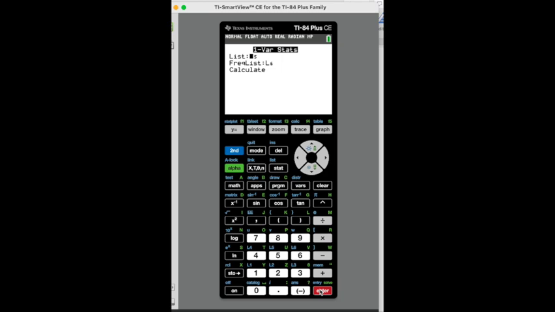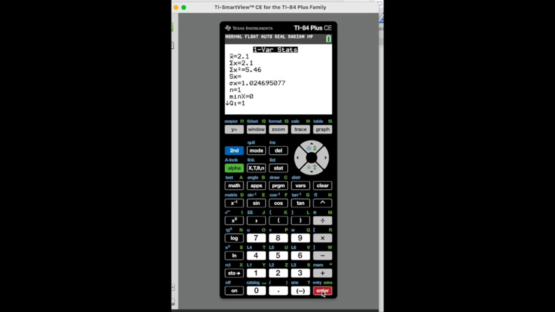So I put my variables in list 1. So I want to make sure that where it says list, it says list 1. Under frequency list, this is where I want to tell the calculator where my probabilities are listed. I put my corresponding probabilities in list 2. So I'm going to make sure that that says list 2. Then you're going to choose calculate.